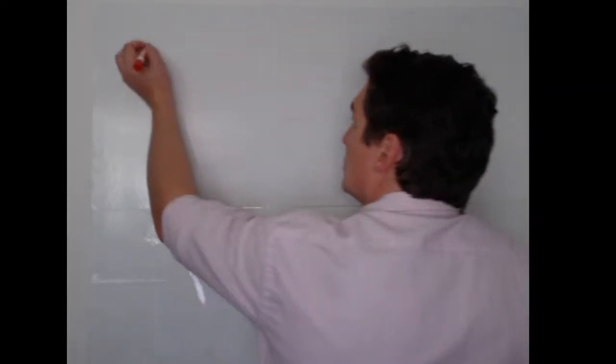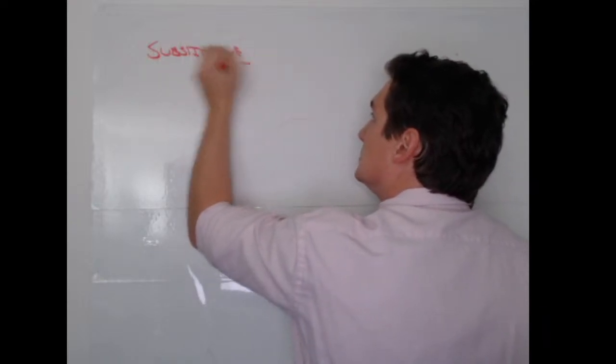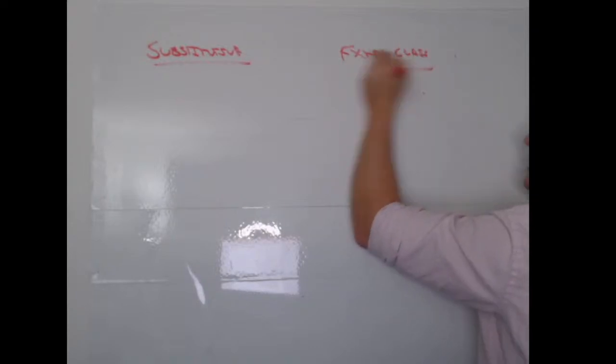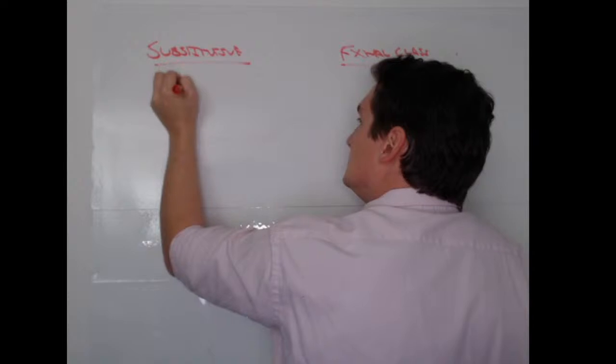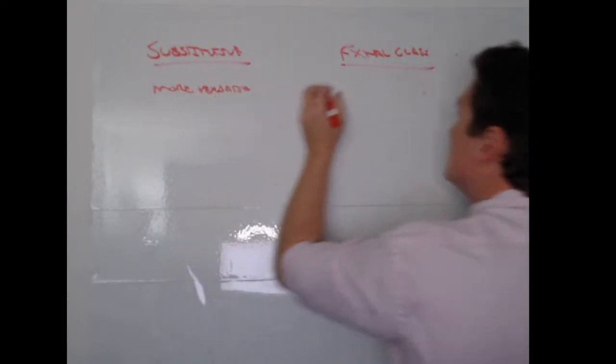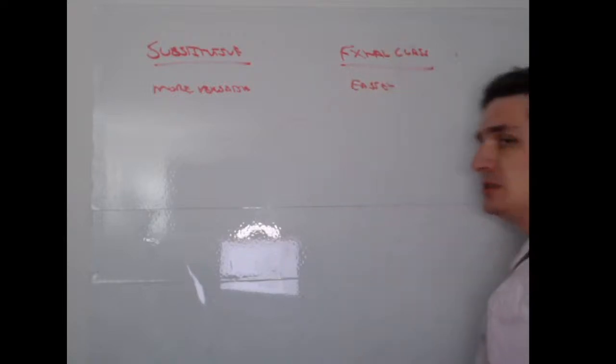And I've actually seen it done both ways. Okay, so we've got two types: substitutive and functional class. Your substitutive here is more versatile. Your functional is easier. And typically what we see is the functional class naming.